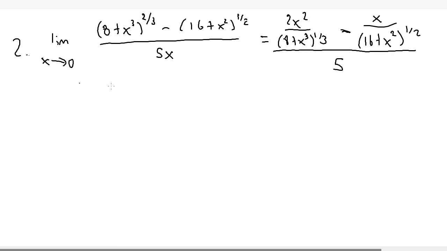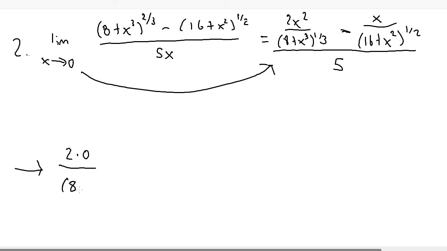So now we can plug in 0 for everything in this evaluated function. So we can do 2 times 0 squared, which is 0, over 8 plus 0 cubed, which is just 8, to the 1/3 power, minus 0 over 16 plus 0 squared, which is 16, to the 1/2 power, all over 5.